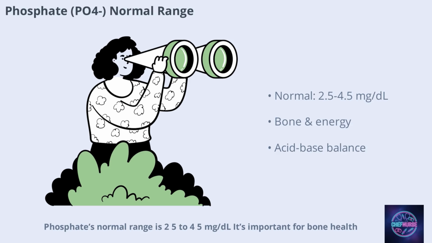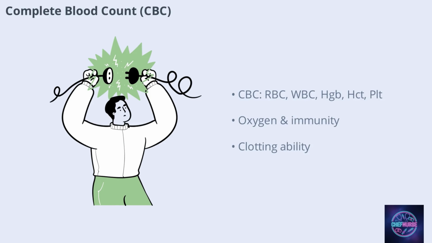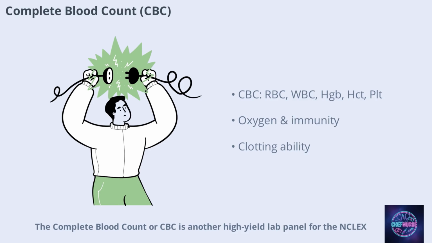Phosphate's normal range is 2.5 to 4.5 mg/dl. It's important for bone health, energy production, and acid-base balance. Hypophosphatemia can cause muscle weakness and respiratory failure, while hyperphosphatemia may be seen in kidney disease. For the NCLEX, be prepared to identify causes and symptoms of abnormal phosphate levels. Complete blood count, or CBC, is another high-yield lab panel for the NCLEX.